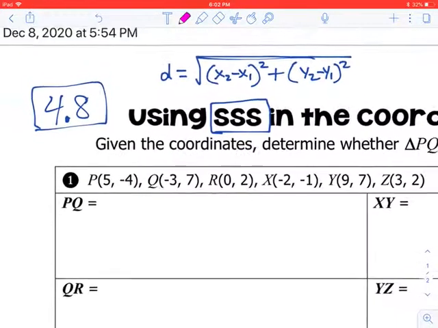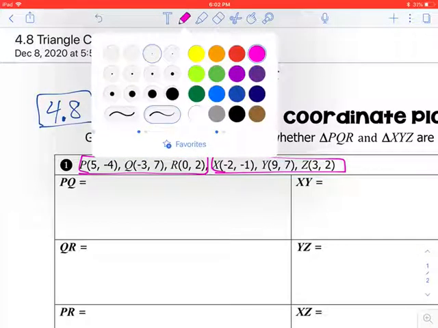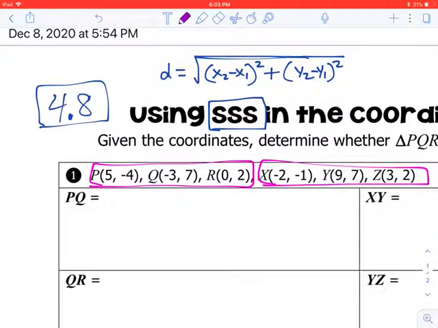Okay, so we've got two triangles here. PQR is one triangle, and XYZ is the other triangle. Okay, so for PQ, I'm going x1, y1. Okay, so here's x, here's y, here's x, here's y. So I'm going to be going x minus x. So I'm just going to start with P. So 5 minus -3 squared plus -4 minus 7 squared.